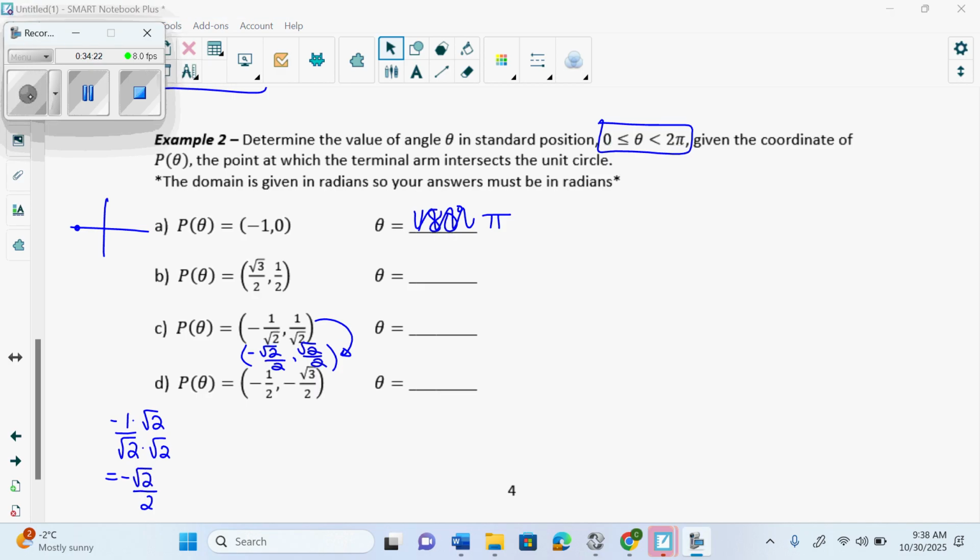So root 3 over 2, comma a half is in quadrant 1. They're both positive. So it's going to be pi over 6. This is a negative and a positive, so it's in quadrant 2. Quadrant 2 with a 45 degree, so it's going to be 3 pi over 4. And then this one's in quadrant 3 because they're both negative. It's a 60-degree reference angle because it starts with a half. So it's going to be 4 pi over 3.